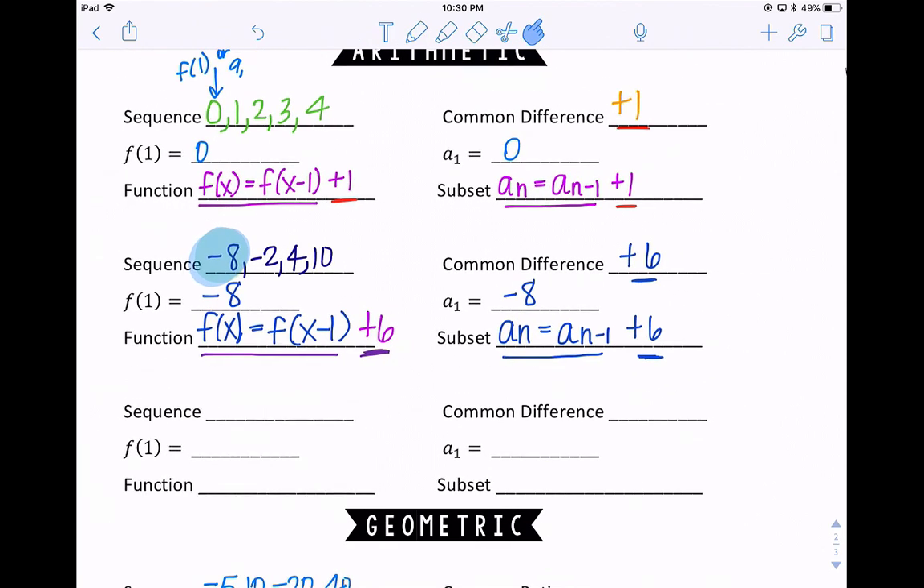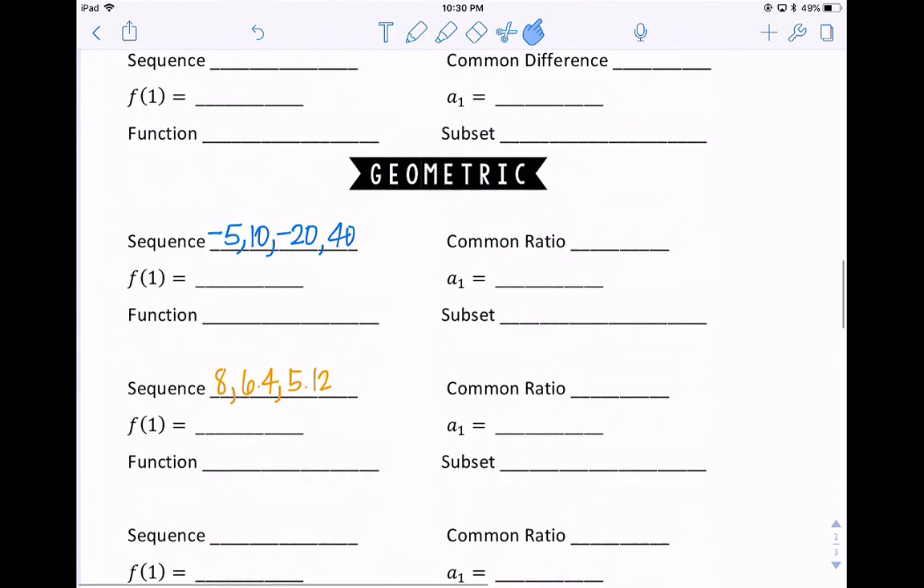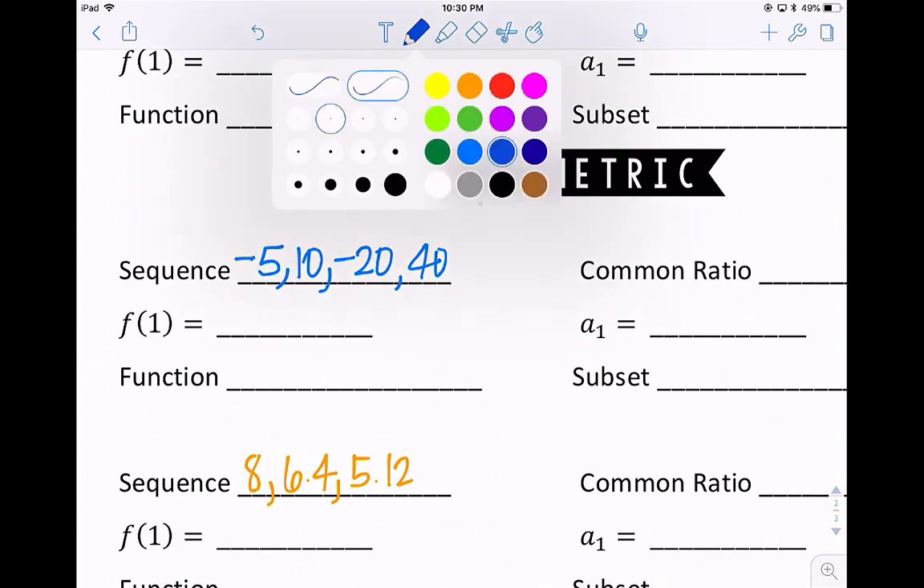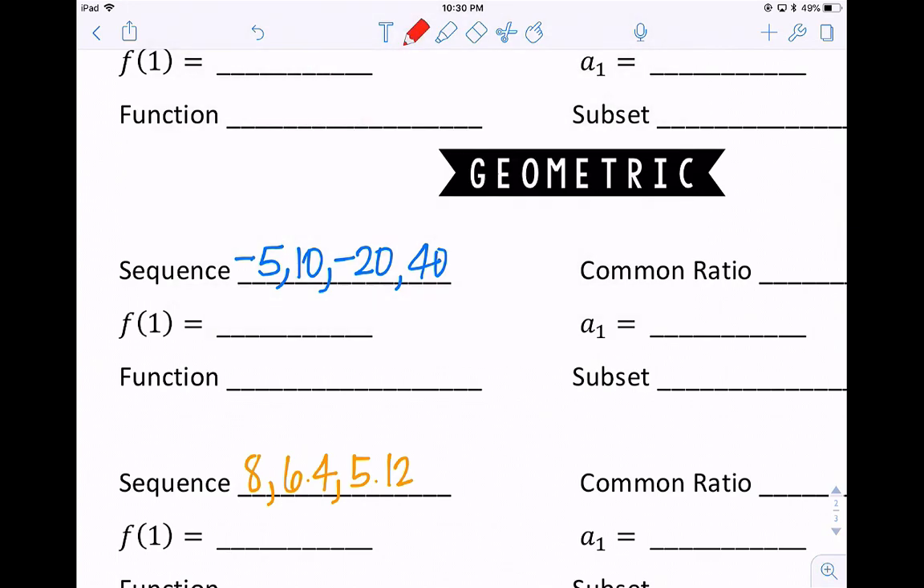Okay, so let's look at the geometric ones. Very similar. So the first one, our sequence was -5, 10, -20, and then +40. So maybe you remember that our common ratio, again ratio because it's geometric, we're multiplying, was times -2. Right? You're multiplying every one of these by -2. So f of 1, again, or a sub 1 is the first number in the sequence. So f of 1 in this case would be -5. A sub 1, same thing, -5.